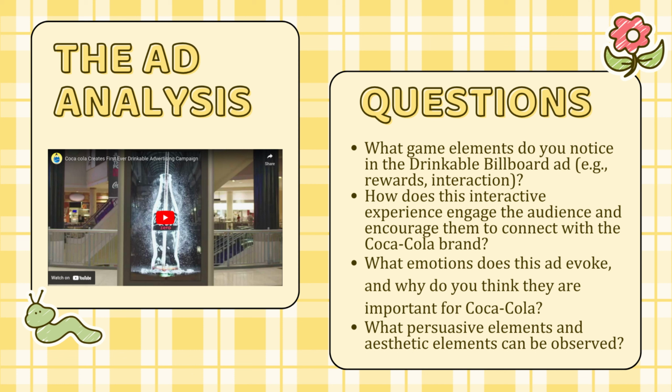Lastly, what persuasive elements and what aesthetic elements are seen in this ad? The persuasive elements include social proof. The visibility of others enjoying the drink can persuade more people to join in and try it for themselves. Seeing a crowd around the billboard can create a sense of FOMO, a fear of missing out, because many people will look at it and also want to try it. Another persuasive element can be emotional appeal. The ad uses happiness and nostalgia, tapping into the idea of shared moments with friends and family, making consumers feel good about choosing Coca-Cola.